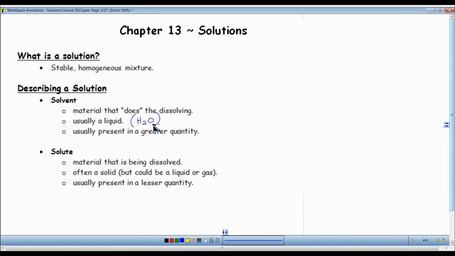So there are some things that might not dissolve in water. There are things that maybe need to dissolve in oils. So if oil is by far your more abundant particle in the solution, then the oil would be considered the solvent. The solute is the material that you're trying to dissolve. It's often a solid, but it doesn't need to be. It could be liquid or gas. And in general, it's just whatever is present in a lesser quantity.